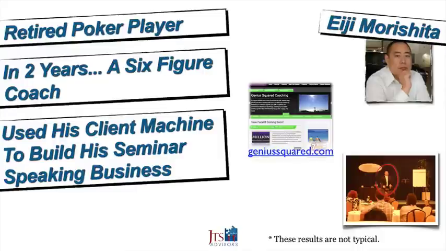So first, let's start with Eiji Morishita. When he first came to us for training, we actually trained him in his coaching skills as well. He was a retired poker player, and he was getting excited about starting his coaching business. And within a couple years, he was a six-figure coach after going through our internet coaching client machine retreat. He actually went through our first retreat. You'll actually see him on some of the training videos if you do the virtual retreat. And so in 2 years, he reached six figures.